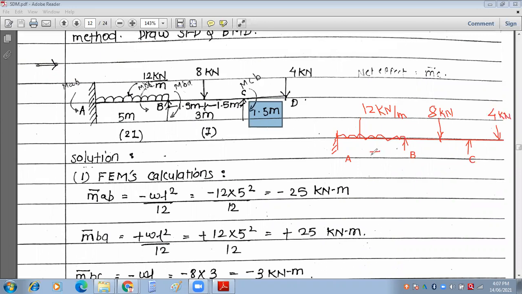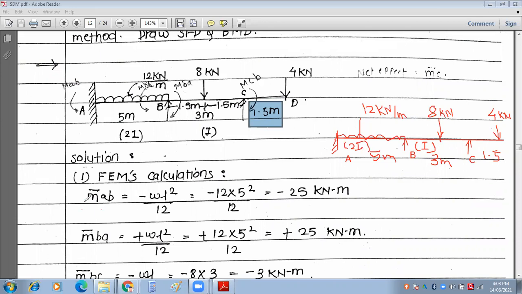Span of AB is 5 meter. Span of BC is 3 meter and this one is 1.5 meter. Now the EI value here is twice I and the EI value of this beam is single I. Now this beam we have to analyze. The very first step in this type of problem is to find the fixed end moment.